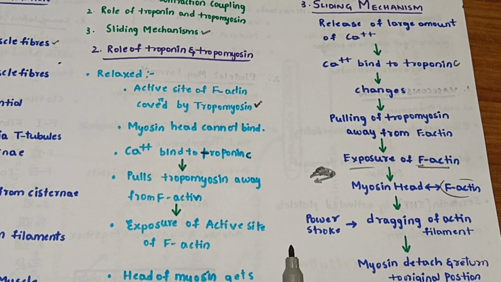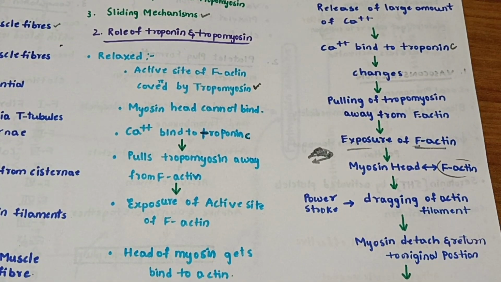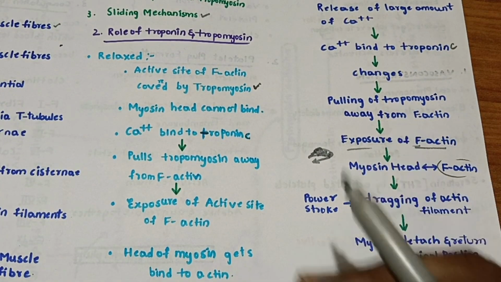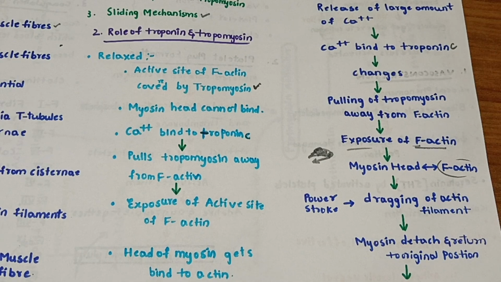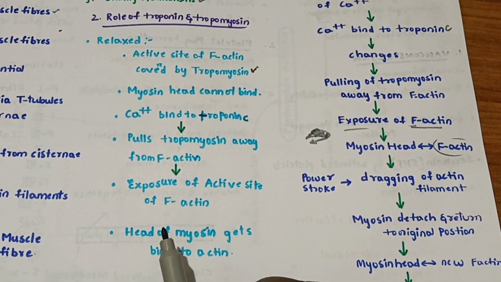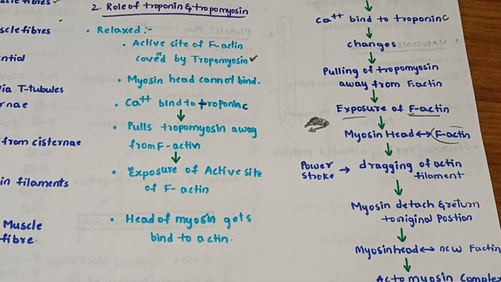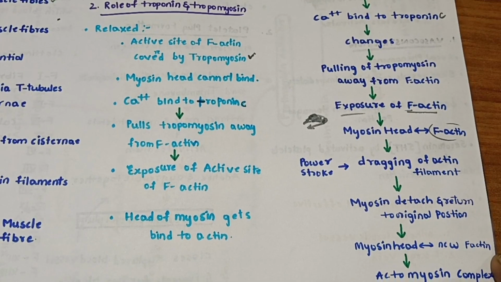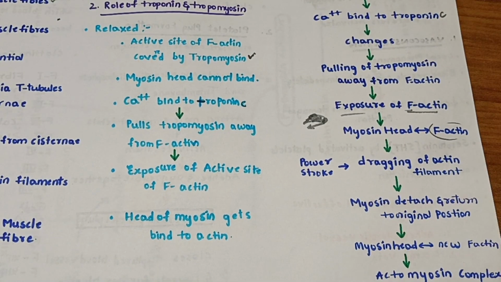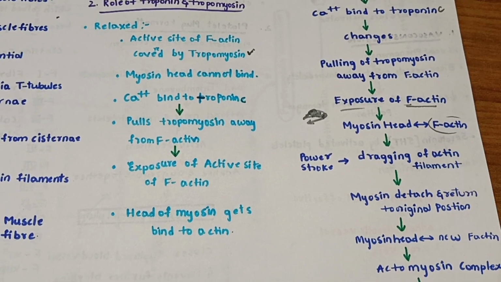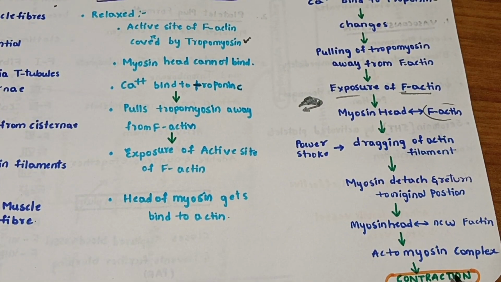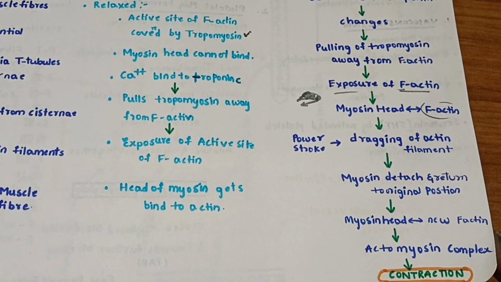After completion of this dragging movement, the myosin detaches from the F-actin and returns to its original position. After completion of the first movement, the myosin head again binds with a new active site of F-actin. So again, the active actomyosin complex is formed. That is known as contraction.